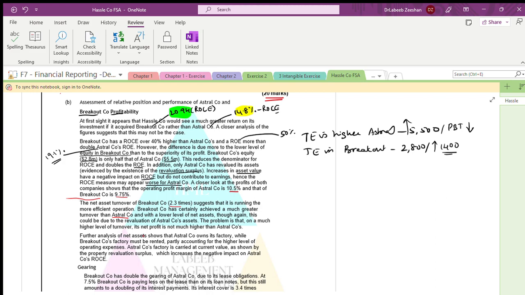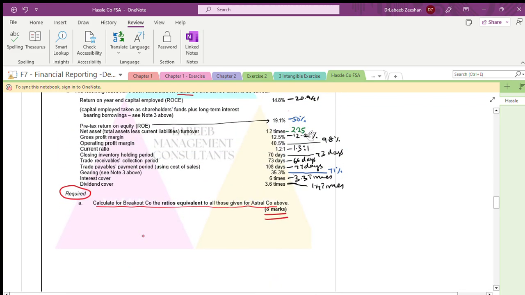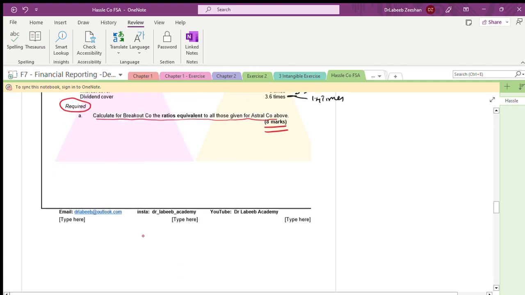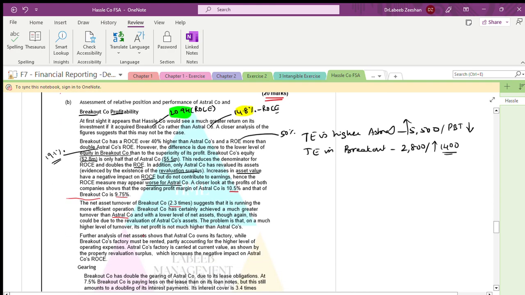How much is the net assets turnover ratio for Astral? 1.2 and 2.25 times. It is 1.2 times for Astral. This could be due to what? Definitely, this is due to the revaluation. Now you can understand how much the revaluation will have an impact on the ratios which we have calculated.